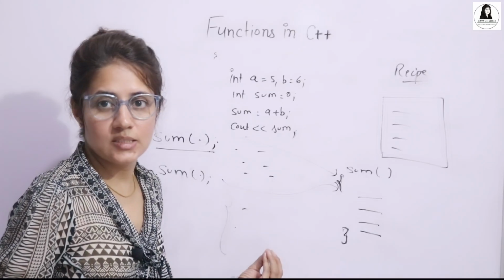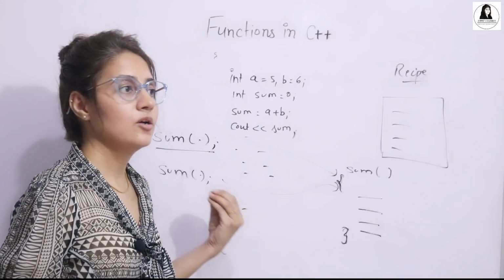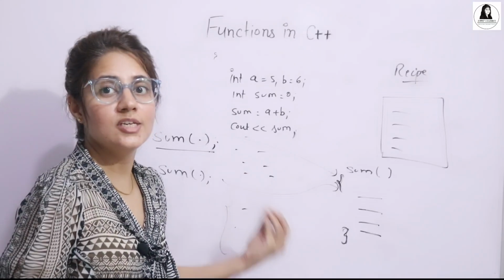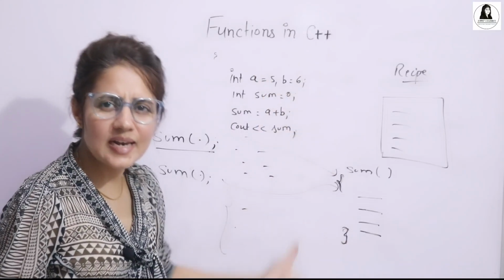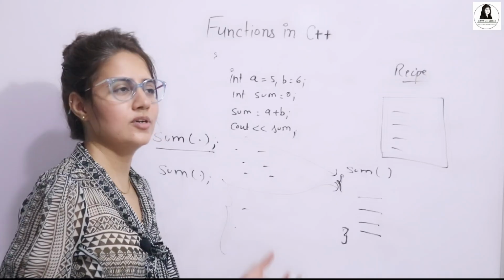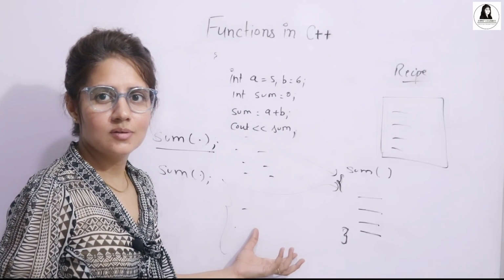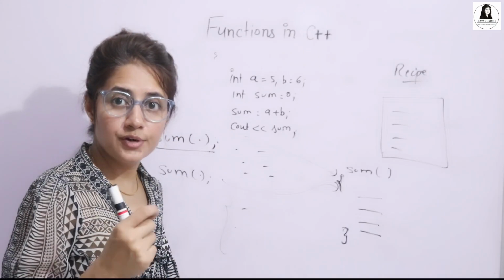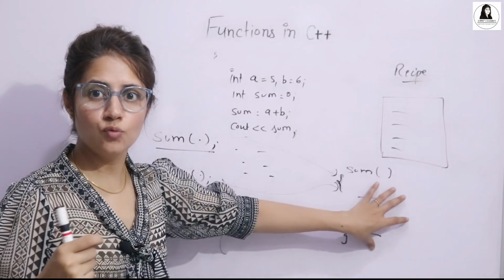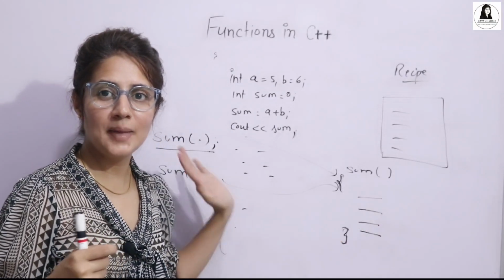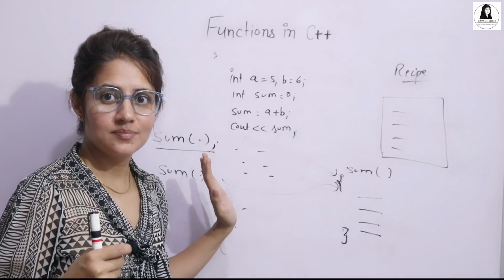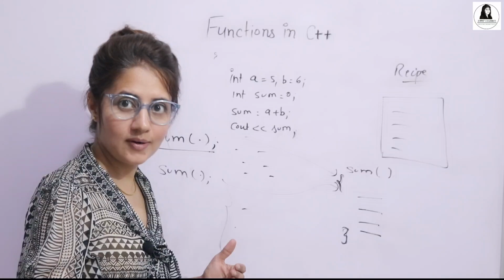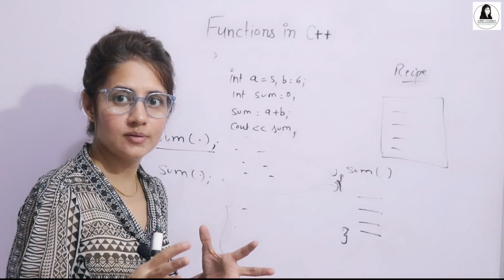So better memory utilization is also there. Code would be more readable, more maintainable if you use functions. It would be easy to debug the code because there are fewer lines, right? So it would be easy to debug the code, right? So we can say functions are important for reusing the code. Just define it once and use it many times in your program to reduce the code redundancy, right? That's why functions are important.